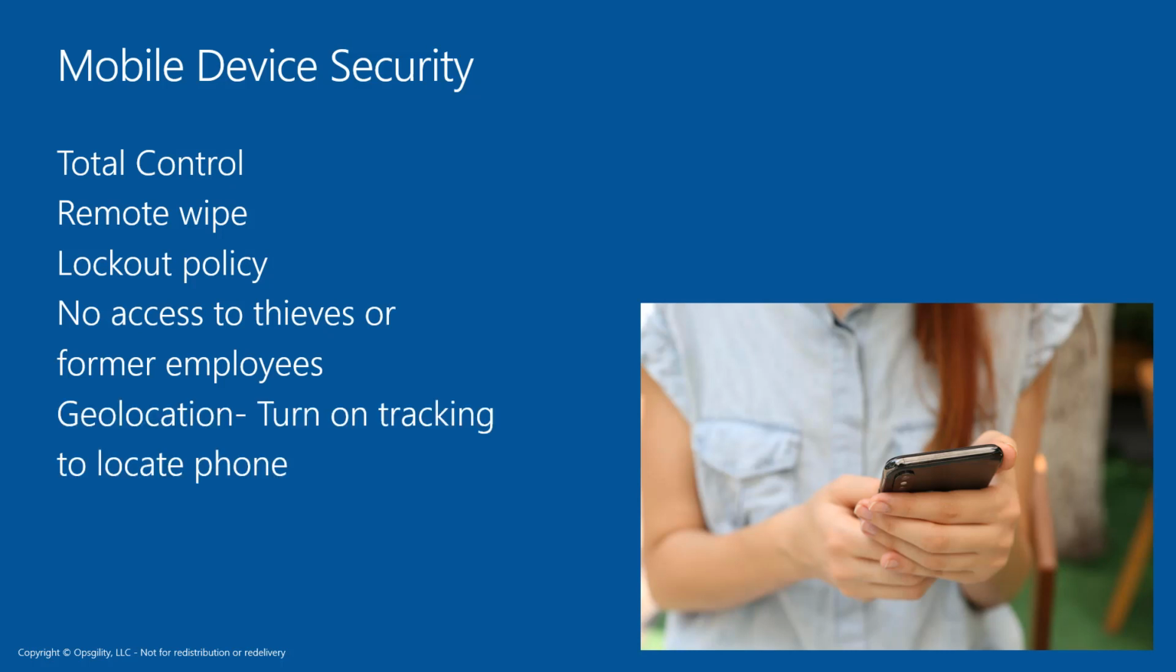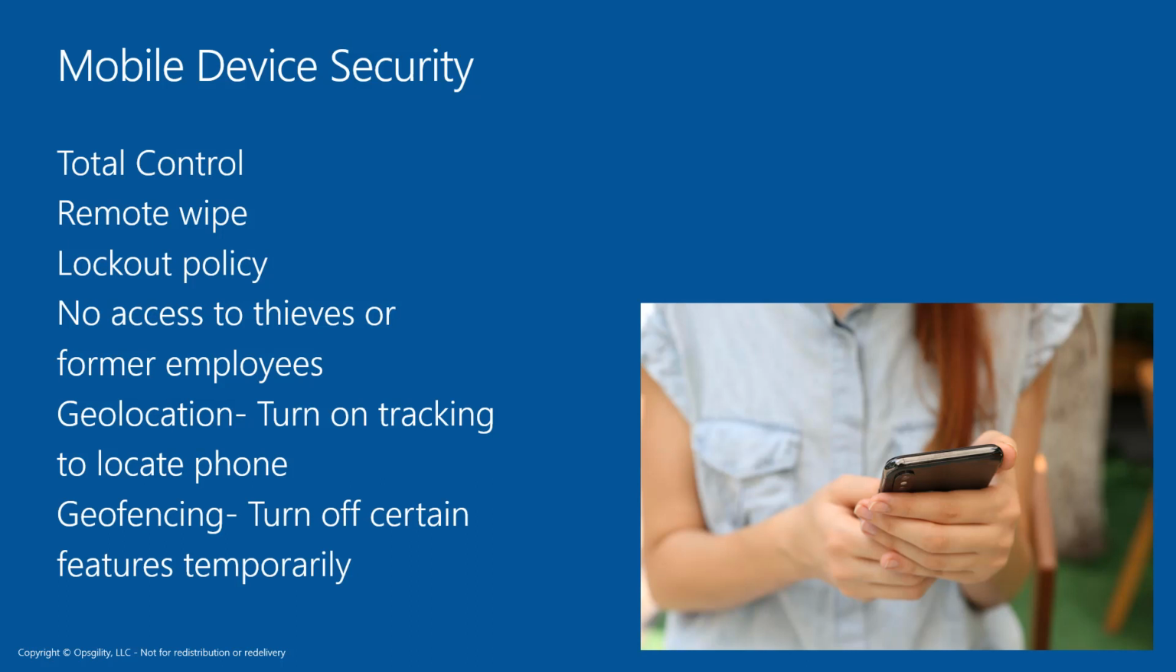Geolocation tells you where the phone is if you think you can retrieve it. Geofencing will block certain features, such as the camera in the phone, from working outside the organization's location or in sensitive areas. For employees to access the phones, they can use the standard passwords, but there are alternatives.